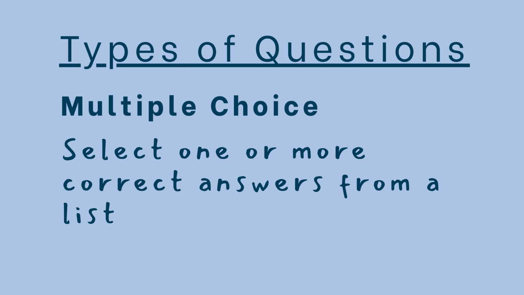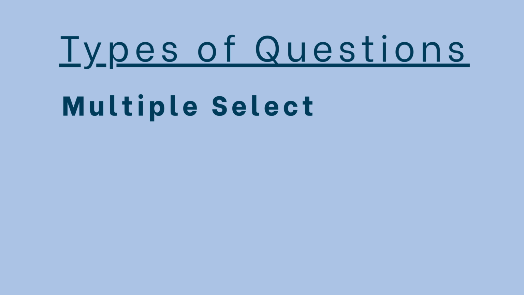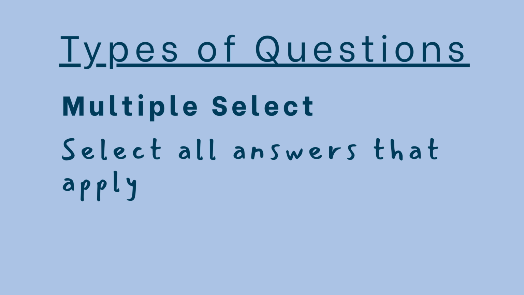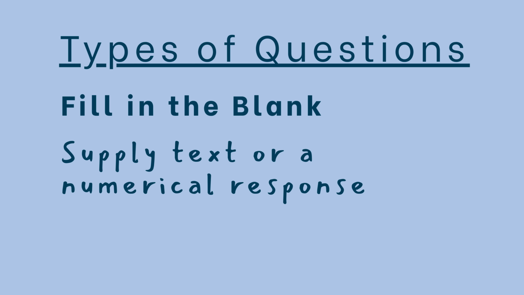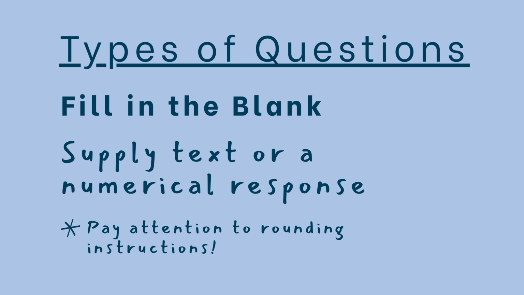Most of the questions on the TEAS will be multiple choice, but you will also encounter other types of questions. Multiple select questions will ask you to select all answers that apply. To get points on this type of question, you must select all of the options correctly. There is no partial credit. Fill-in-the-blank questions usually require a calculation and numeric response. Be sure to pay attention to rounding instructions on numeric responses.